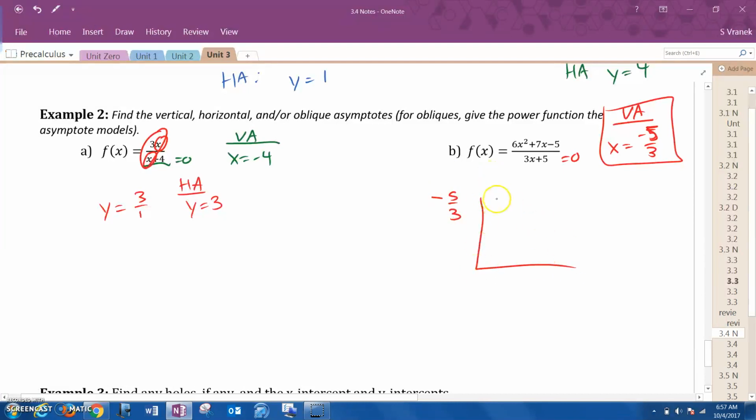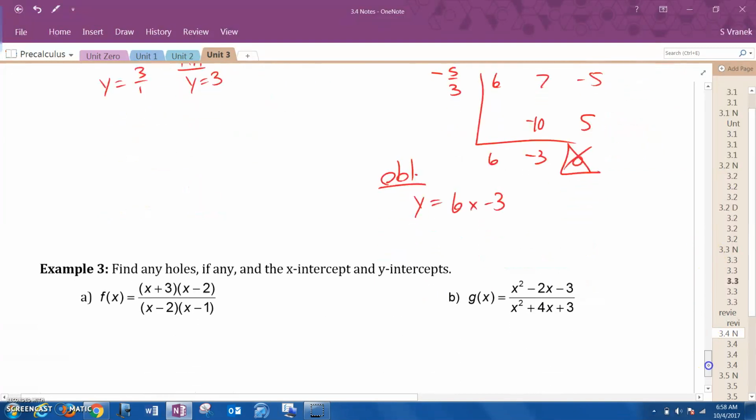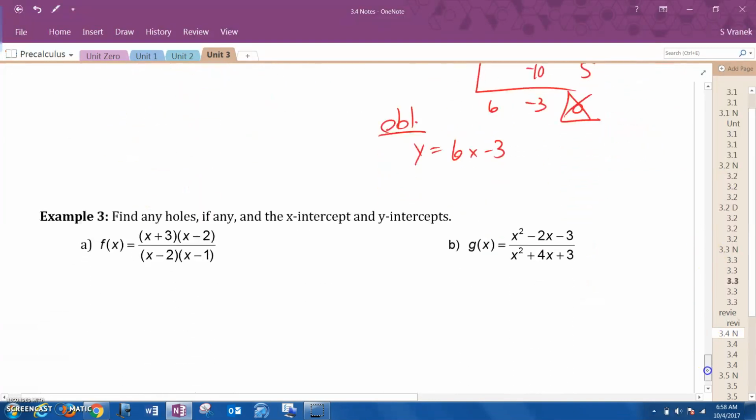Okay, so we're going to do that really quickly. 6 times -5/3 is -10. This is a -3. This is going to be positive 5. Okay, so this one actually has a remainder of 0, which doesn't matter. So this oblique is 6x minus 3.